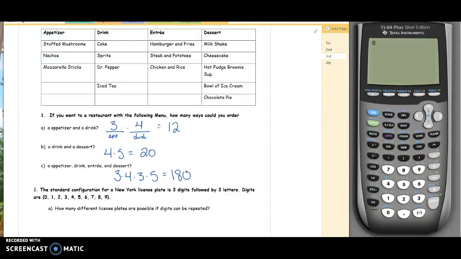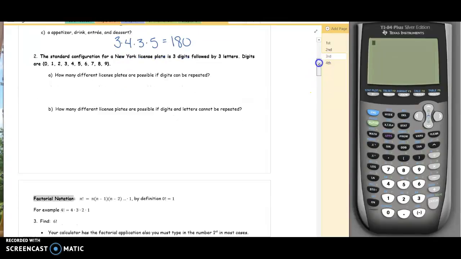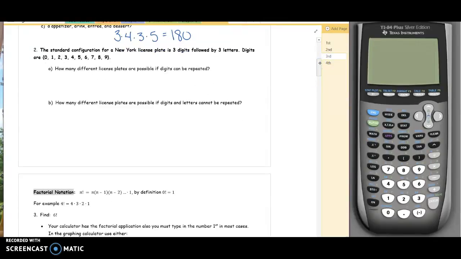Okay. Next is license plates. You can also use the fundamental counting principle to figure out license plates. And this is something that like some math person in the DMV actually does. If you have a state that has a huge population, you need to have enough license plates for the potential number of vehicles that you're going to have. So they do use this kind of math to figure out how they should configure their license plates.